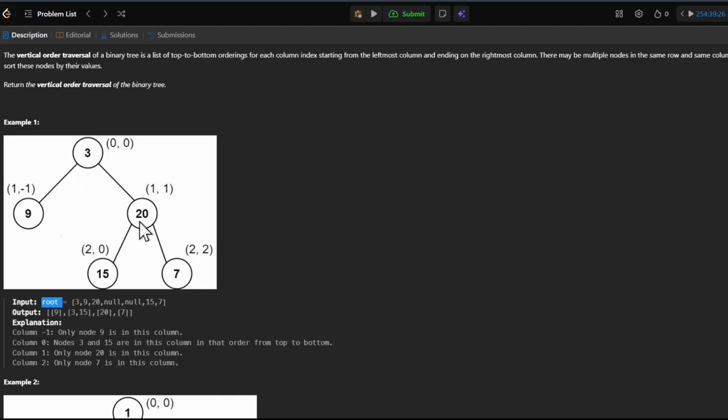So 3, 9, 20, 15, 7, this is the tree. What we need to do is, as you can see, they are giving the root as 0, 0, which is row, column. If you move to the left, you are going to increase the row and decrease the column in this fashion, which is 1, -1. So actually we are going to start printing from this.